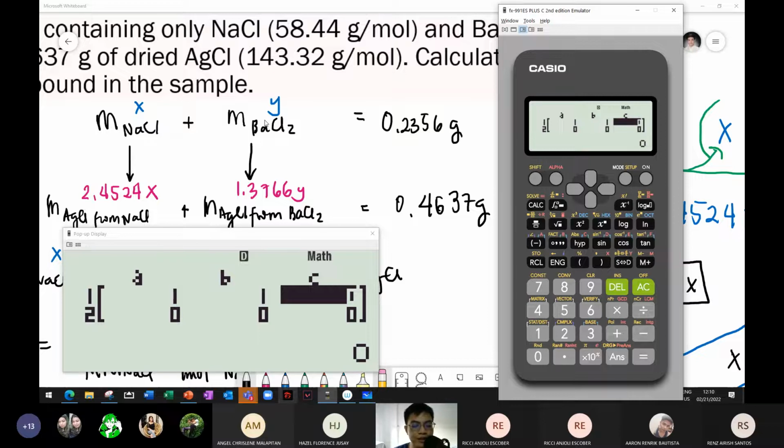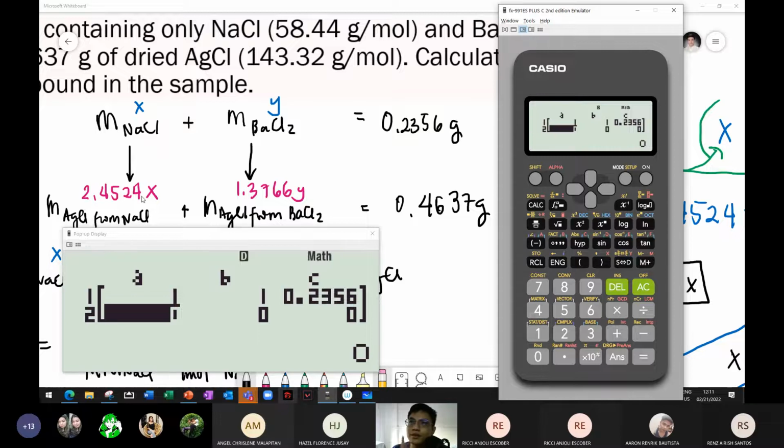And then for the C, that is your nasa equal sign. Okay? In our case, that's 2356. Okay? And then press equal sign. Upon pressing equal sign, you will be brought down sa second equation. Okay, let's recap. On the first equation, that is the simple x plus y equals 2356. So ang coefficient ng x and y ay 1 and 1. Okay? Then ngayon, punta tayo sa baba.